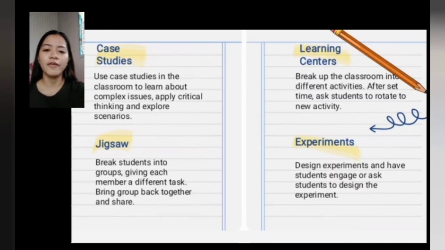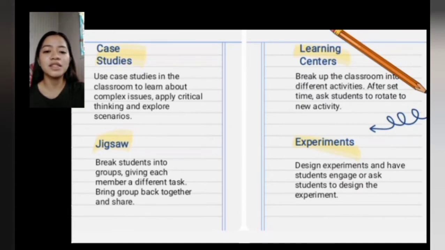of a topic. So for example, one group studies habitats of rainforest animals, while the other group studies predators of rainforest animals. So students meet with members from other groups who are assigned the same aspect, and after mastering the material, they return to the home group and teach the material to their group members.